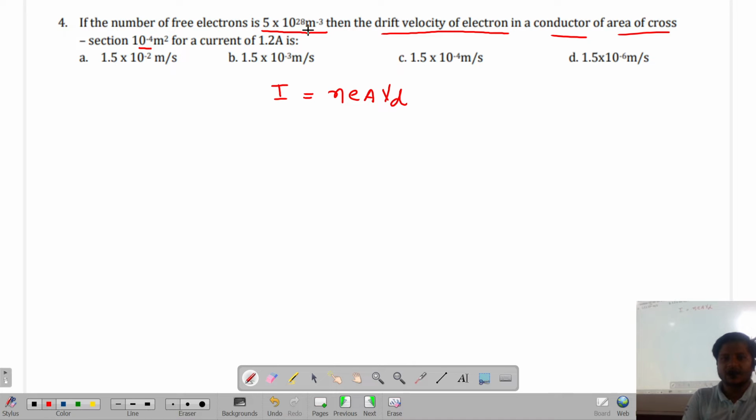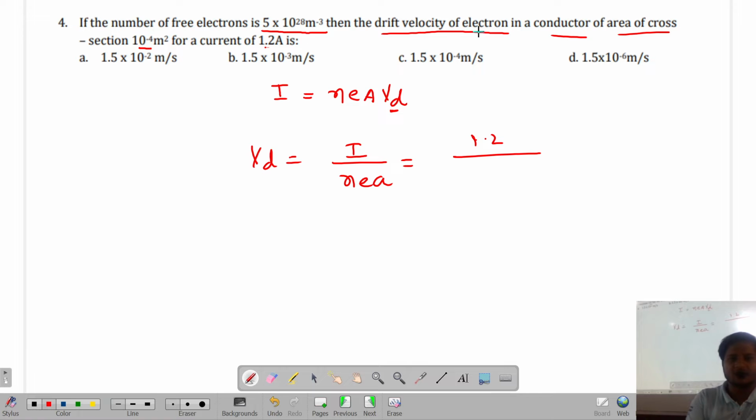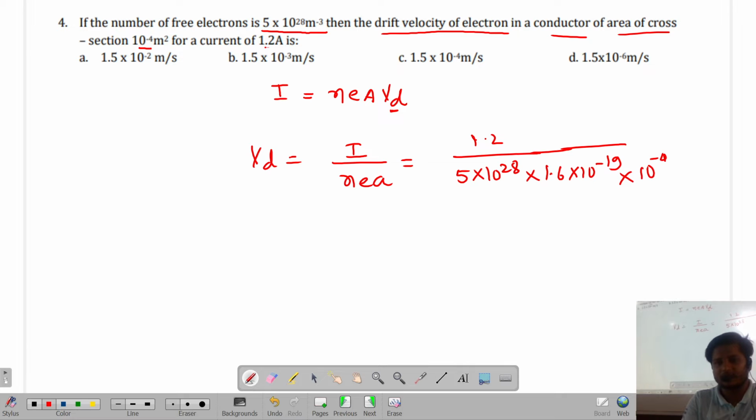Now, number of free electrons is given. Drift velocity is asked. Area of cross section is also mentioned. Current is also mentioned. Everything is given. You just have to calculate the drift velocity, yes or no? So v will be I by NEA. Current is 1.2. Number of electrons is 5 into 10 to the power of 28, into e, which is 1.6 into 10 to the power of minus 19 coulomb, and area of cross section is 10 to the power of minus 4, given. If you put it, you'll definitely get the answer. Try to calculate it, everyone.